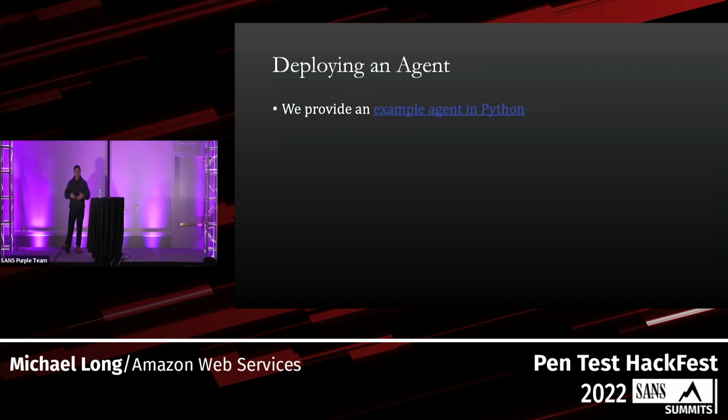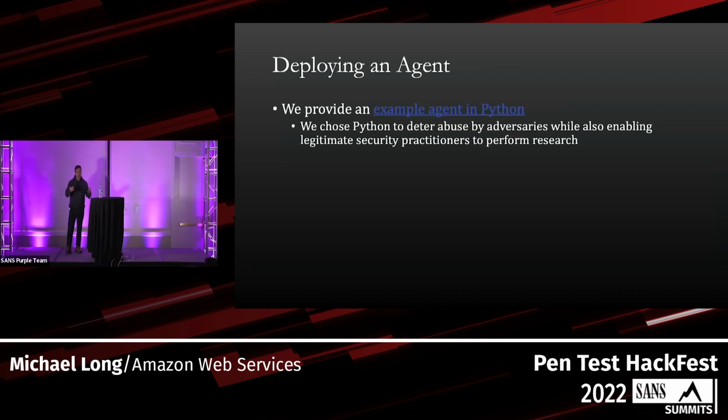Okay, so at this point, you've built Red Nimbus C2 from source. You've deployed it by running the make deploy command. Now you're ready to actually start deploying agents and issuing commands. Now, under this repository, I provide a reference agent written in Python. The reason I chose Python was primarily to deter abuse by adversaries, while also enabling legitimate security practitioners to perform this kind of research. You figure with Python, malware is generally well understood, generally well mitigated, and there's enough operational issues with it that a serious adversary would most likely not use Python for most intrusions or campaigns.